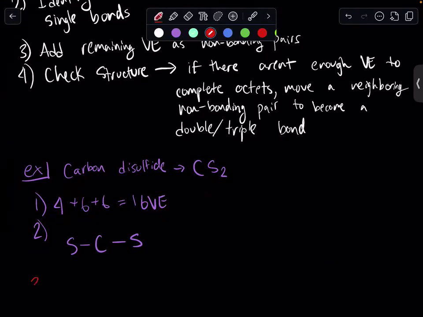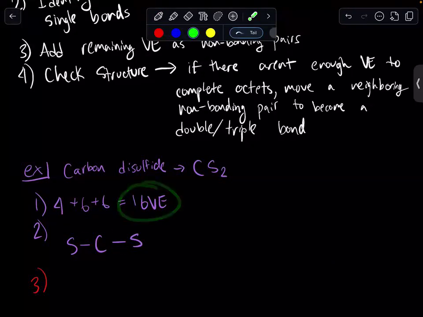Step 3, I'm going to add our remaining valence electrons. So I've used, so far, 2 and 4. So I need to use a total of 16. So I have 12 more valence electrons to go. 2, 4, 6, 8, 10, 12. Perfect. Step 4, I'm going to check our structure.